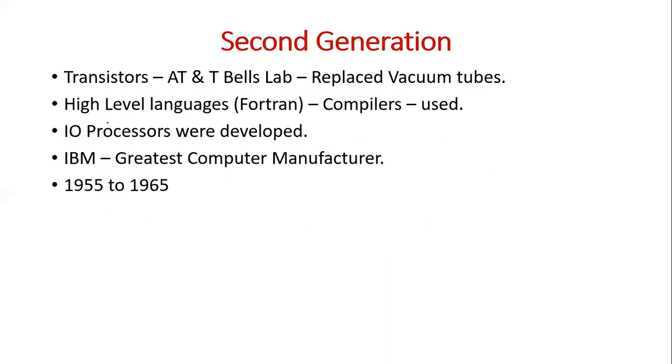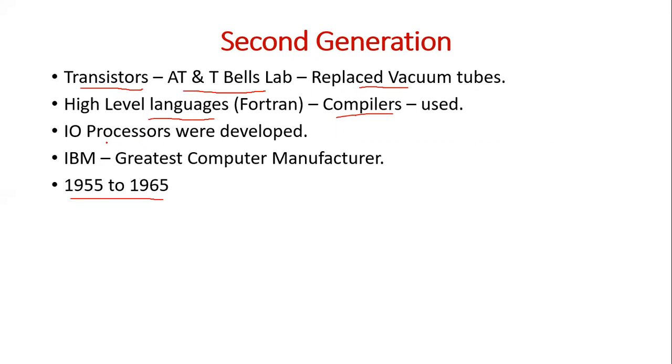Then coming to the second generation computers, this is during the period 1955 to 1965. During this time, transistors were introduced. Transistors were first introduced by AT&T Bell Laboratories, and these transistors replaced the vacuum tubes used in the first generation computers. High-level languages like Fortran were created. Compilers were also used, because if high-level languages exist, there should be compilers which compile these languages into object code.